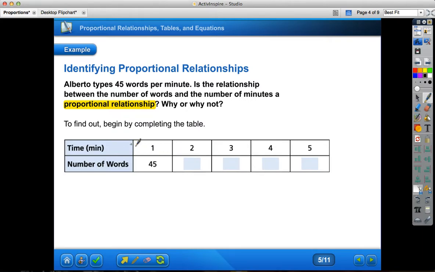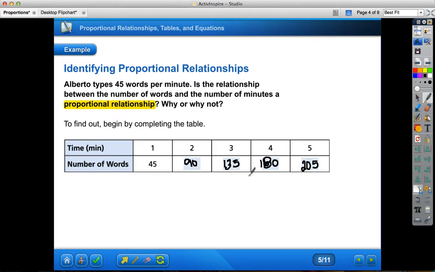So first we have to complete the table. So I know that in 1 minute he types 45 words. So then in 2 minutes he should be able to type twice as many words. It's twice the amount of time, twice the amount of words. So this should be 90. In 3 times the amount of time, he should be able to write 135. Okay, because 1 times 3 is 3, so I have to do 45 times 3. In 4 times the amount of time, he should be able to write 160. I apologize, that should be 180. And in 5 minutes, he should be able to write 205 words.